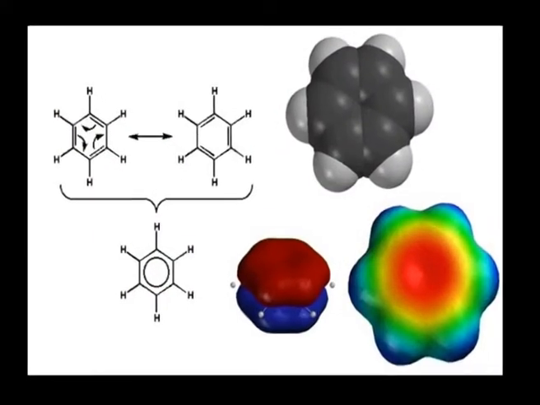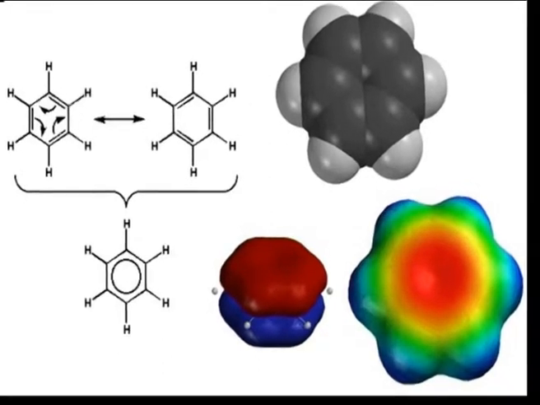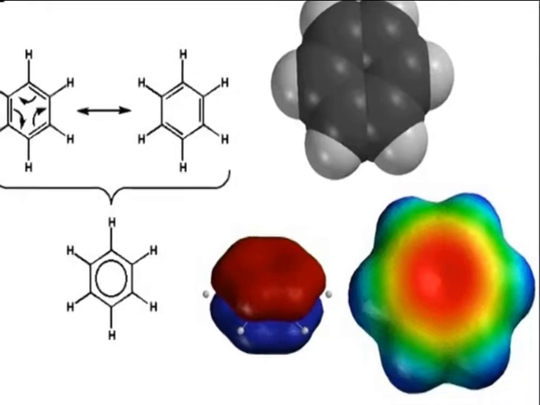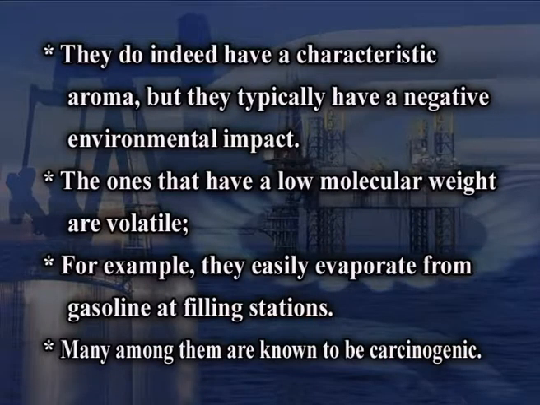Another class of molecules found in petroleum are the aromatic compounds. They have a ring structure and are typically derivatives of a compound called benzene, having the formula C6H6. They do indeed have a characteristic aroma, but they typically have a negative environmental impact. The ones that have a low molecular weight are volatile. For example, they easily evaporate from gasoline at filling stations. Many among them are known to be carcinogenic.